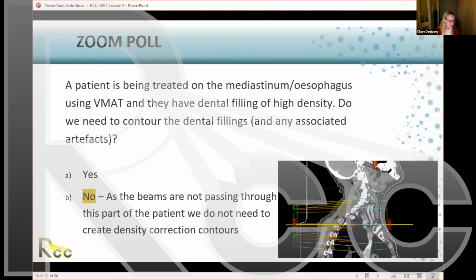Okay, so I think that was a good question. I wasn't trying to trick you up, but just show you an example of where sometimes you have artifacts and issues in a CT scan, and it's about determining whether it's clinically relevant or not to contour those things. So in this case, it's not clinically relevant because it's not within the path of the beam. So thank you for answering that question.